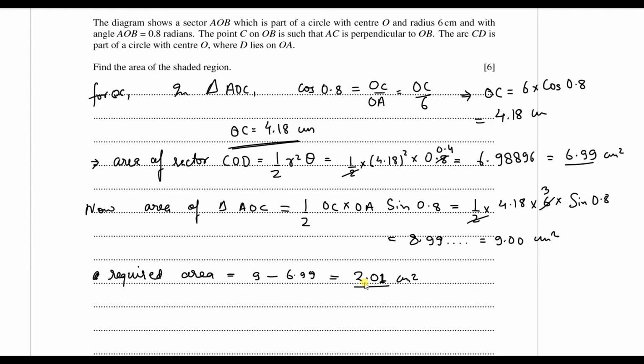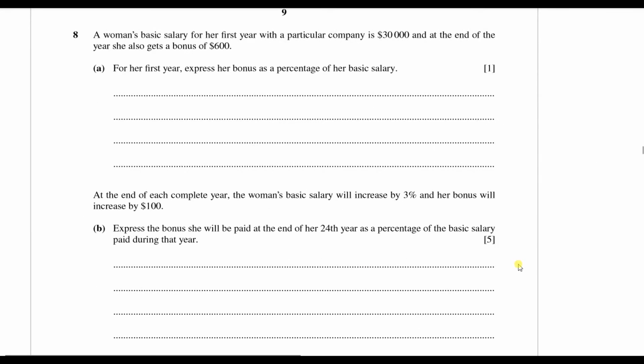So let's start the next question. Here is question number 8. A woman's basic salary for her first year with a particular company is $30,000. At the end of the year, she also gets a bonus of $600. For her first year, express her bonus as a percentage of her basic salary.